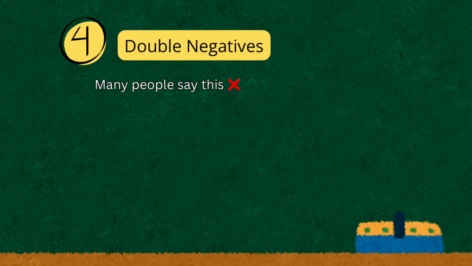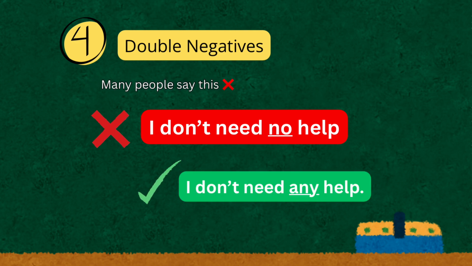Mistake 4. I don't need no help. I don't need any help. Using double negatives. In English, two negatives make a positive, so avoid them.